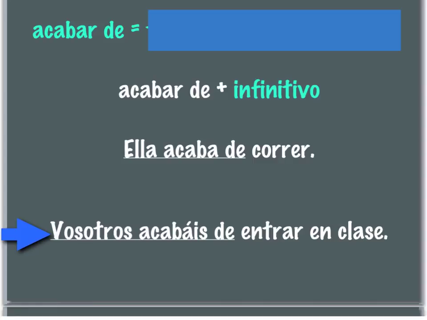Remember, just as before, we only conjugate the first verb, which in this case is acabar. Ella acaba. We do not conjugate the second verb, correr. It remains in the infinitive. Same below. Vosotros acabáis. Conjugated. And the following verb, whatever you have just done, entrar. Entrar remains in the infinitivo.